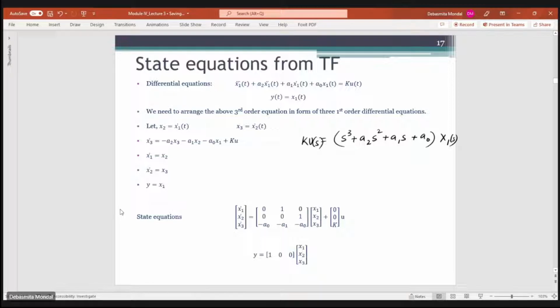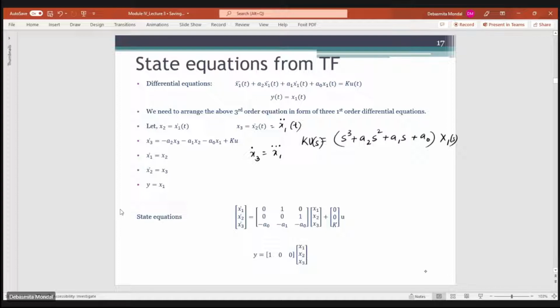What you need to do is express the third order differential equation in the form of three first order differential equations. For that, we'll take x1 dot and two other variables. Let us assume that x2 is equal to x1 dot and x3 is equal to x2 dot. Then x3 is x1 double dot of t, and x3 dot is equal to x1 triple dot. So we can express this as x3 dot, which will be equal to minus a2 into x1 double dot.